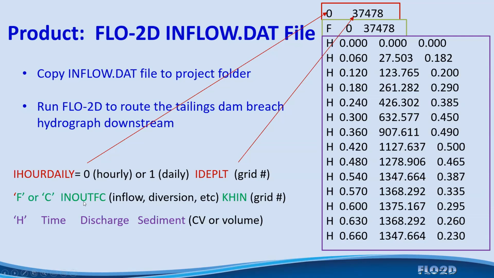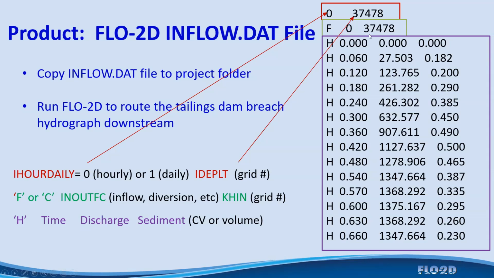The second value is the IN-OUT FC. That is telling me the type of condition that we are imposing with this hydrograph. It goes from 0 to 3. 0 is an inflow, that is the one that you see here. 1 is a diversion hydrograph. 2 is a source hydrograph, and 3 is a sink hydrograph. And those source and sinks are for groundwater, and they are not used in the tailings dam tool. So for the tailings dam tool, this will always be 0, okay? Because it's an inflow hydrograph that we are imposing in this case.